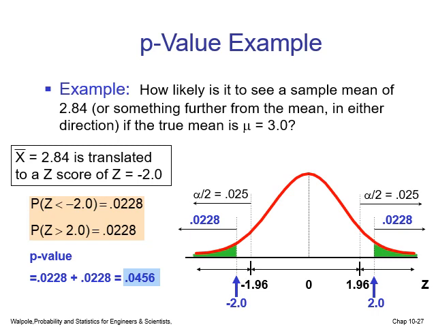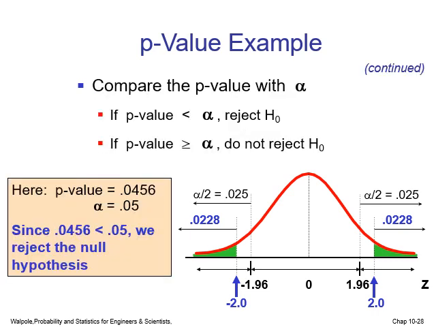So after that, we need to compare the p-value with the alpha value. If the p-value is less than alpha, we need to reject this H0. Or if the p-value is larger or equal to alpha, we cannot reject the H0. So here we have the p-value equals 0.0456 and the alpha equals 0.05. Since the p-value is less than the alpha, we may reject the null hypothesis.